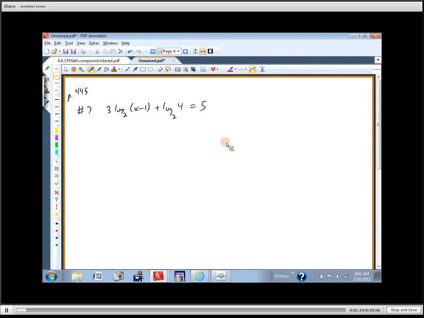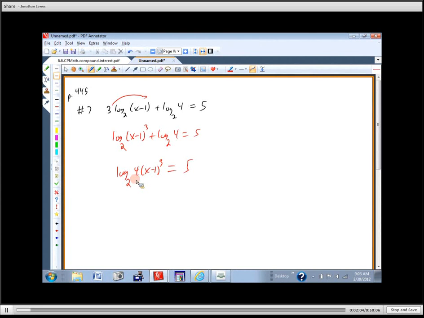The first thing you want to do with this one is move this guy up here. So we're going to write this as log base 2 of x minus 1 cubed plus log base 2 of 4 equals 5. And then I'm going to continue writing it as one single logarithm. So I'm going to write this as log base 2 of 4 times x minus 1 quantity cubed equals 5. Now, at this point, you'll notice that the 3 only applies to the x minus 1. It doesn't apply to the 4 like it would have before if we did it in the wrong order. Okay? All right.